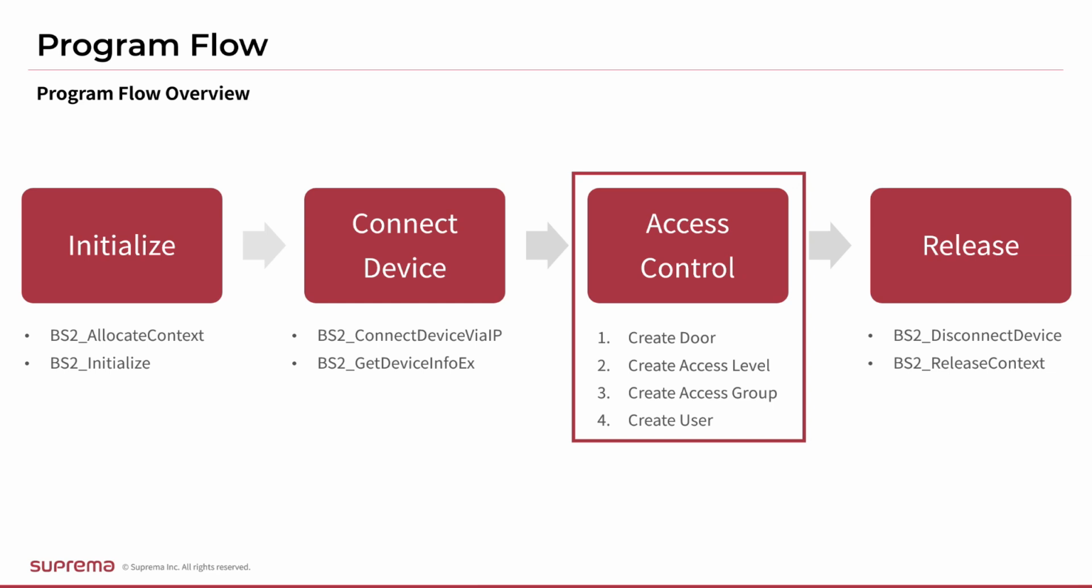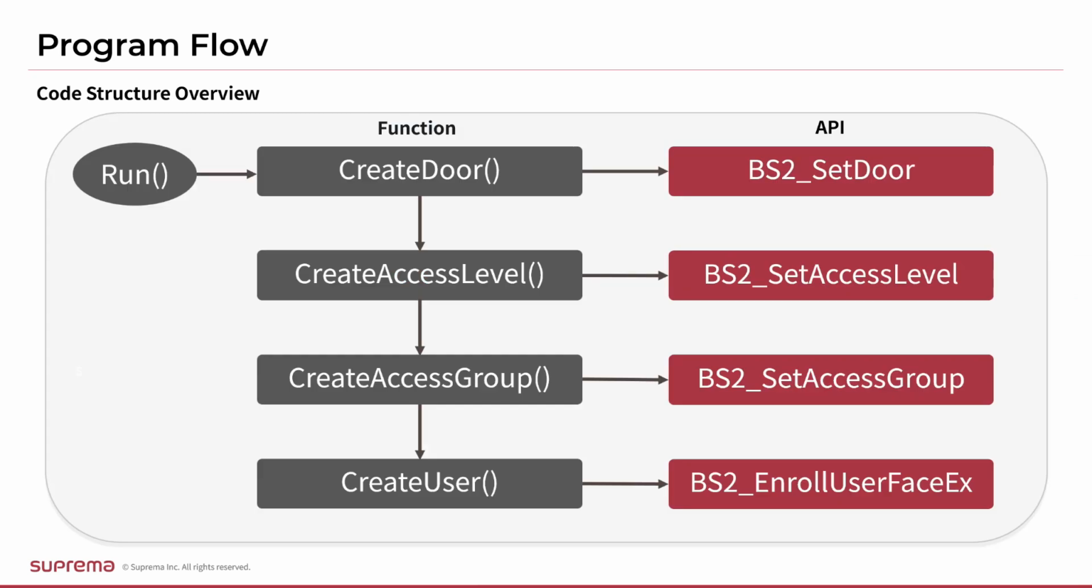I won't cover the initialize, connect, or release steps in detail here, but you can find them in the official documentation and the BS demo. Before we dive into each step, let me show you how I organize the demo sample code for this webinar. In the run function, I call 4 functions in order: create door, create access level, create access group, and create user. Each function handles the structure setup and makes the API call. For example, create door fills the bs2 door struct and calls bs2 set door. Now let's look at each function in detail, starting with create door.